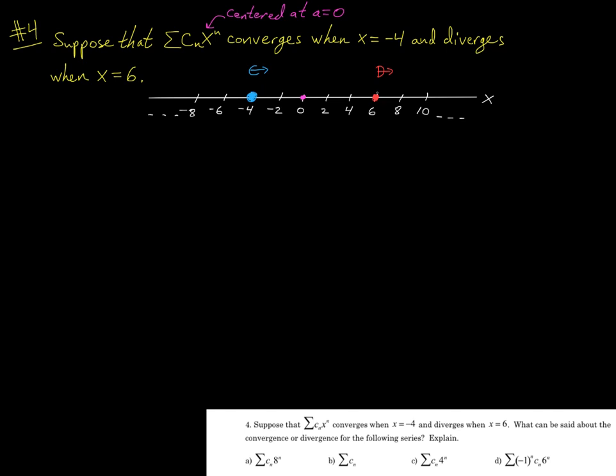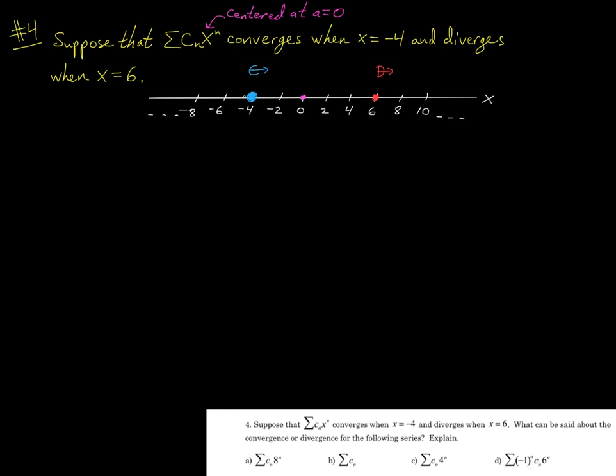Now the fact that the series diverges when x is 6 tells me that I'm not in scenario 2. In other words, the interval of convergence is not the entire real number line, because of this divergence here at x equals 6. Also, I'm not in scenario 3.